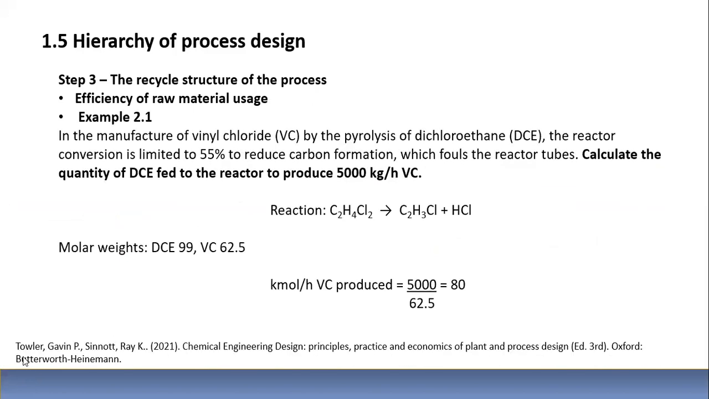Okay, so we have this example. This is from Towler and Sinnott. So we try to include sometimes examples from different books. And so it says in here, in the manufacture of vinyl chloride, VC, by the pyrolysis of dichloroethane, DCE, the reactor conversion is limited to 55% to reduce carbon formation, which fouls the reactor tubes.